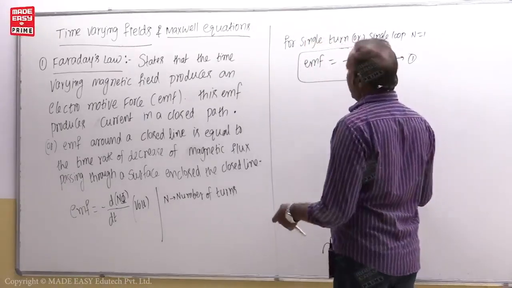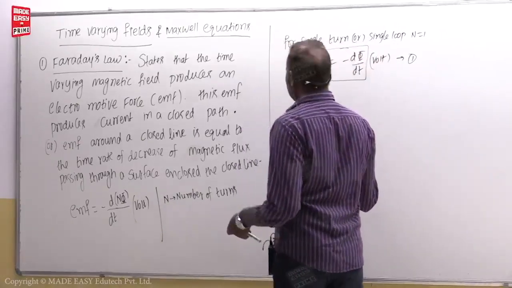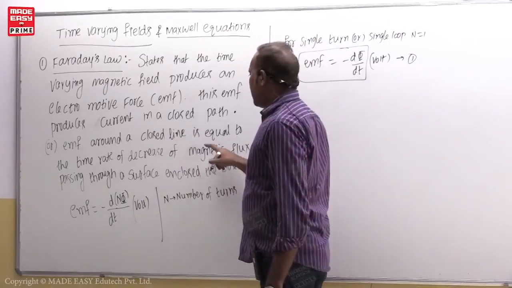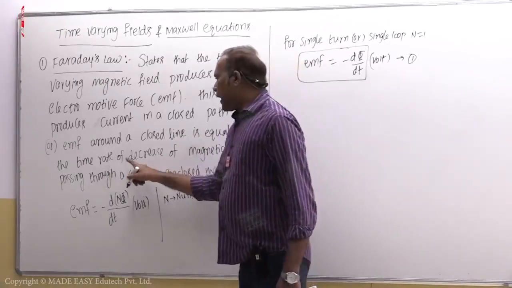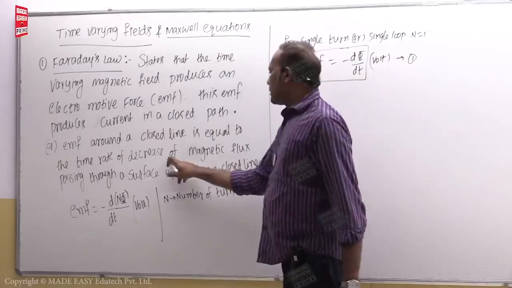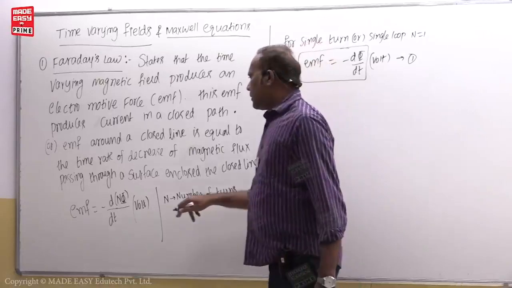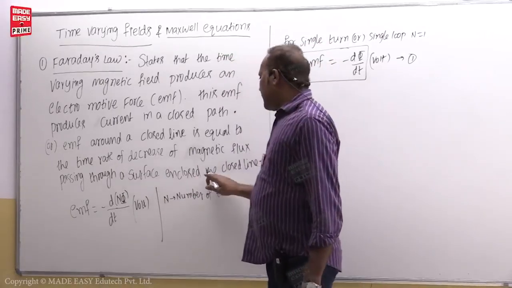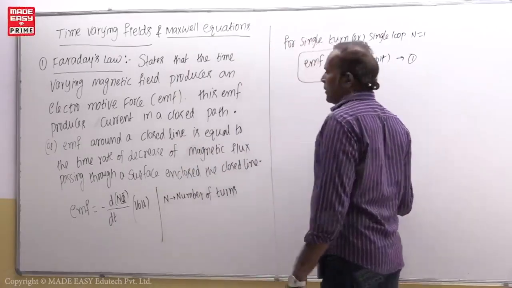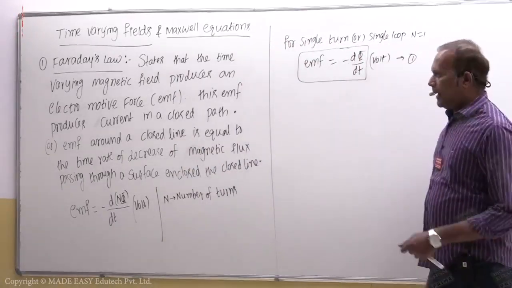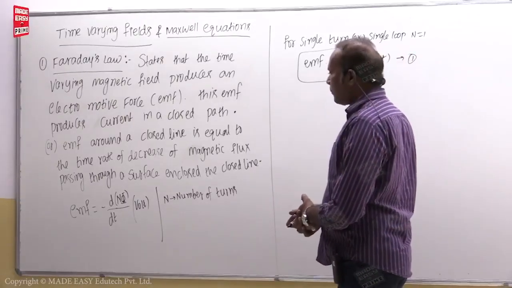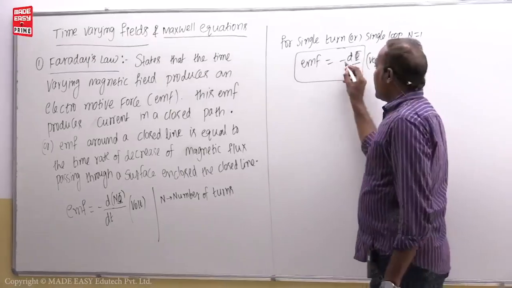So what it is saying, students, is that EMF around a closed line is equal to the time rate, that means d by dt, of decrease, that is the minus sign, of magnetic flux passing through a surface enclosed by that closed line. Whatever closed line you take, you will see one picture in which you will understand this more clearly. So in this one, the minus sign is there.